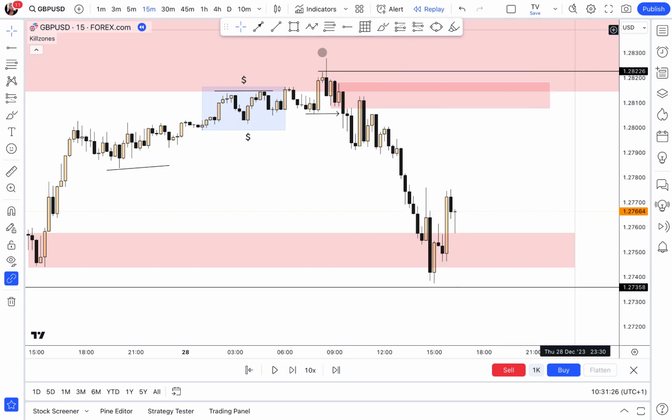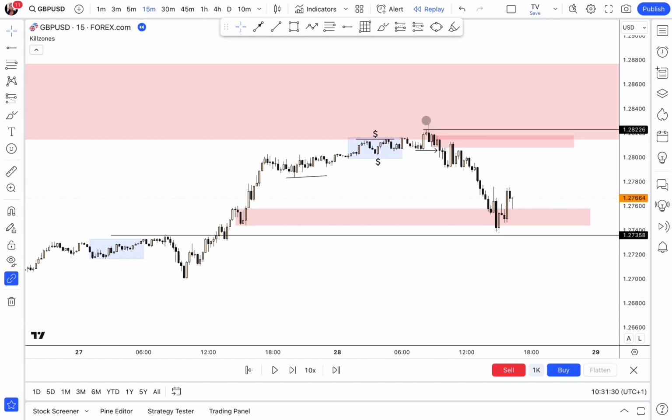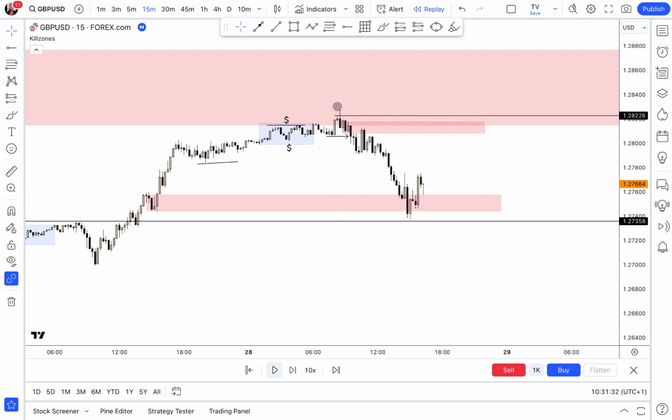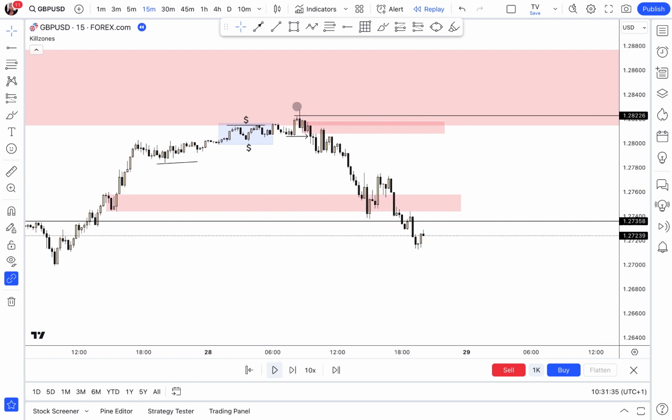Okay, so that's how to use a supply zone to get trades in the market. So now let's move forward. Let's try to see what we have another day.